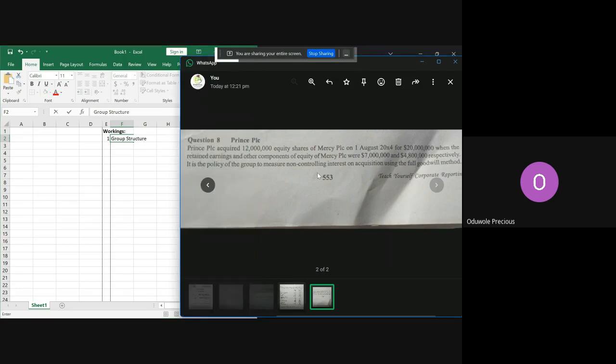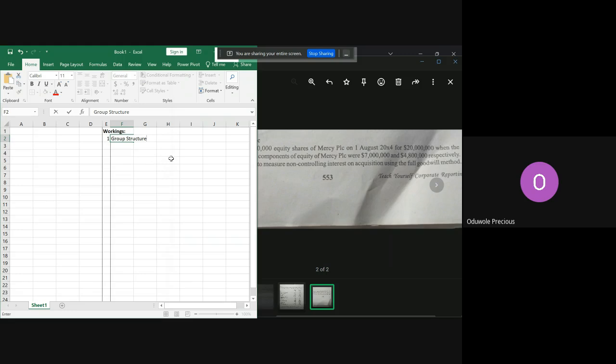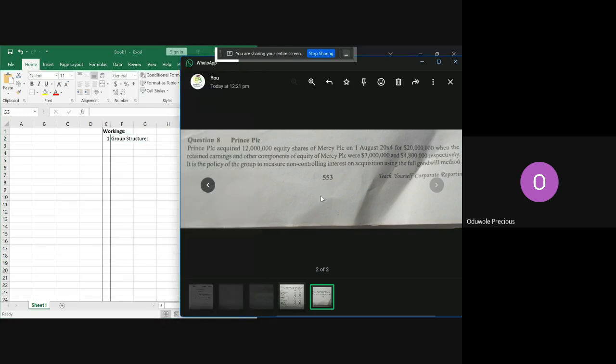So in our group structure, who is the parent? Prince. They said Prince acquired. Who is the subsidiary? Mercy, right? So the first thing is, what is the percentage of ownership? How do you get that? Now in this question, you see they did not give us the percentage. On a normal day they would have told us maybe 40%, 60%, above 50, 55, 60, 70, 80. But in this question they did not tell us.